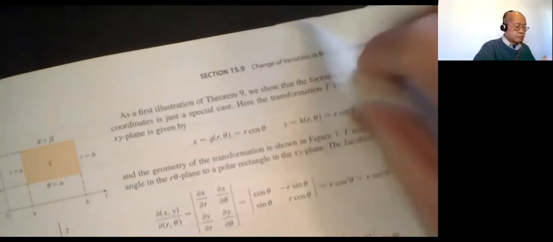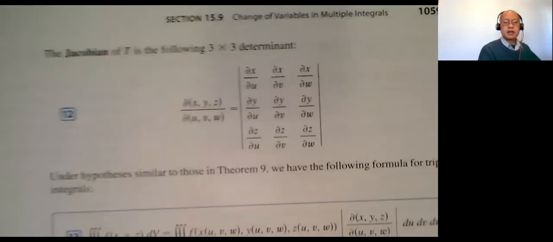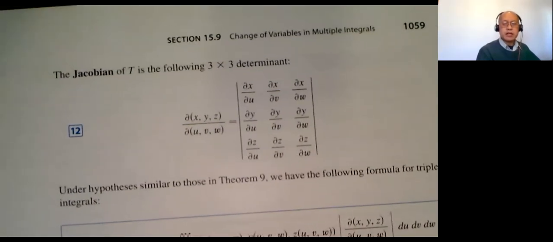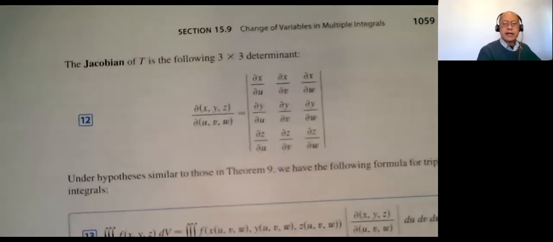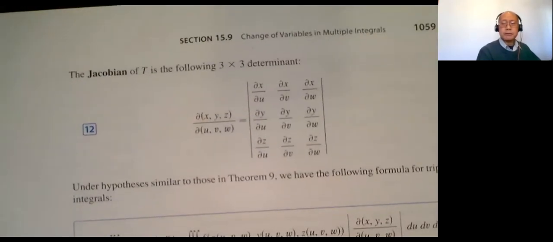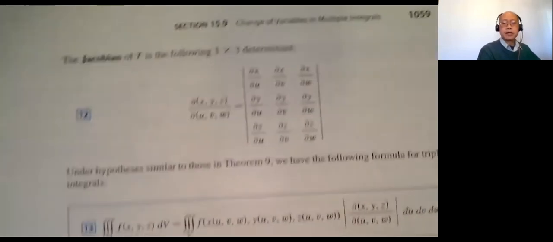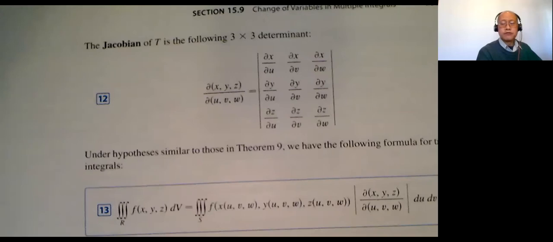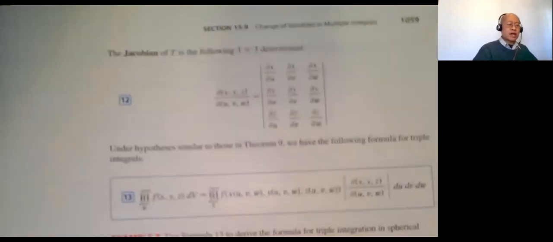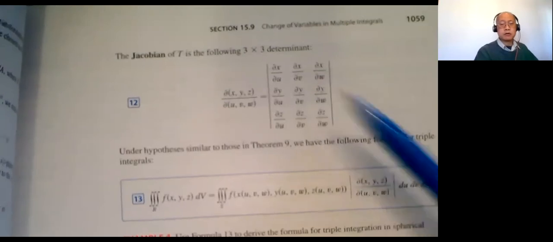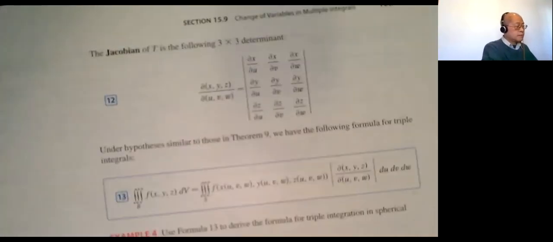Okay. The three-dimensional Jacobian, put that on your cheat sheet. Page 1059. Number 12. Partial of x, y, z with respect to u, v, w. So you take the derivative of x with respect to u, v, and w, top line. The partial of y with respect to u, v, w, middle line. And the partial of z with respect to u, v, and w, bottom line. And you evaluate this 3 by 3 determinant the same way as we did earlier 3 by 3 determinants.